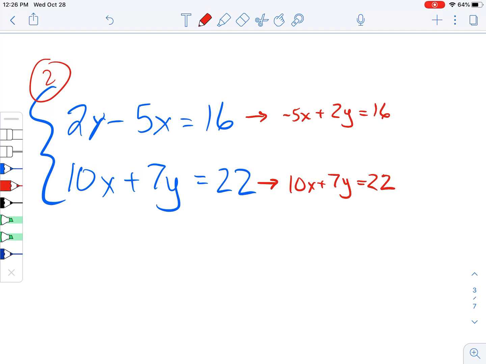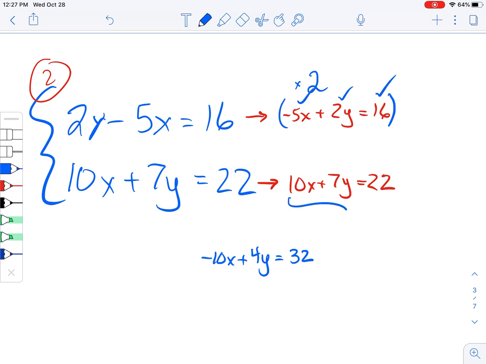The negative 5x and the 10x, I can't add or subtract those, but I do recognize that if I just multiplied the top equation by something, I could get my coefficients for my x values to be inverses. If I multiplied this top equation by 2, then I would get a negative 10x plus 4y equals 32. Please make sure you do it to all 3 parts. Now this equation here is just going to stay the same.